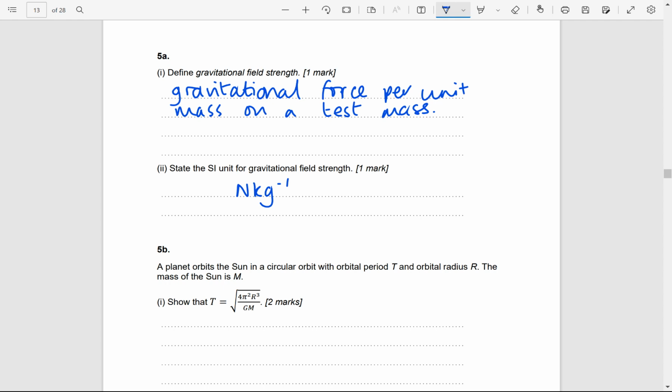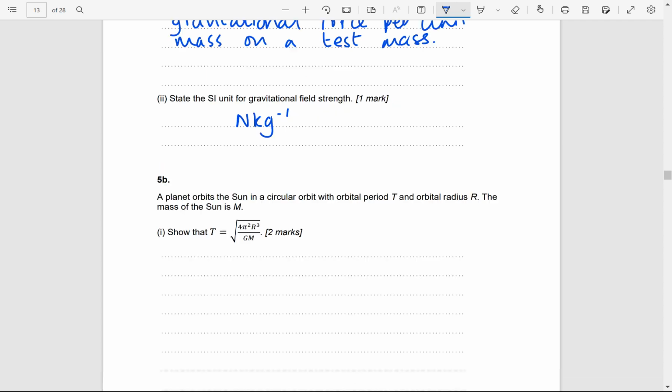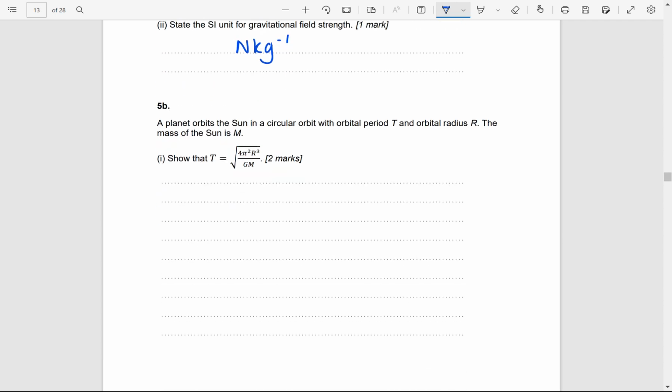Please don't get caught out. It is not meters per second squared. You wouldn't say the value of gravity is 9.8 meters per second squared. We don't do that. It's 9.8 newtons per kilogram.